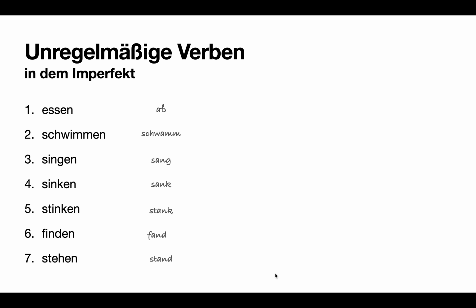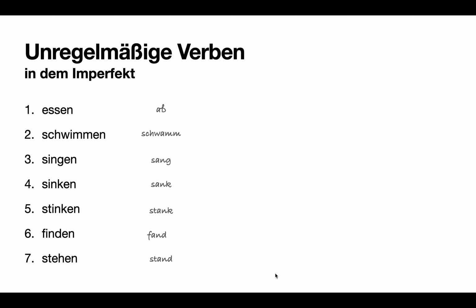I want to point something out to you. The reason that I chose these verbs is because all of the present tense forms, essen, schwimmen, singen, sinken, stinken, finden, and stehen, are cognates for English: to eat, to swim, to sing, to sink, to stink, to find, and to stand. Notice that just like the present tense forms are cognates for our English words, their past tense forms are cognates for the same irregular past tenses in English.